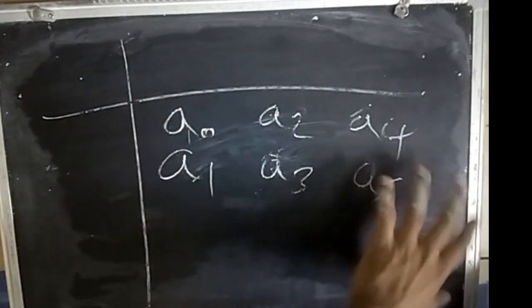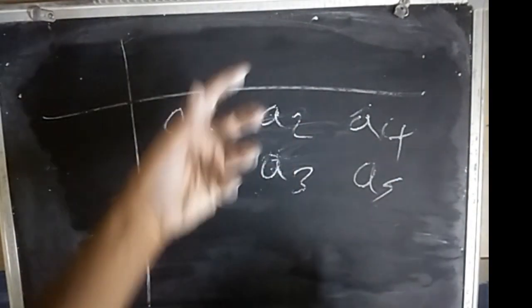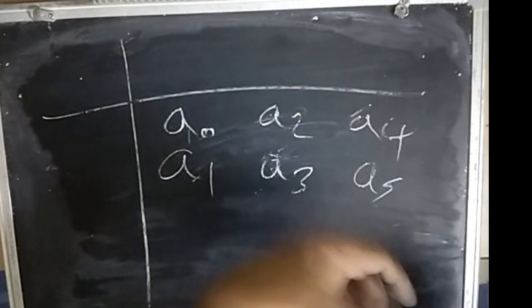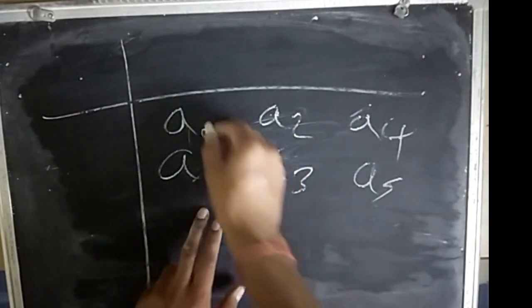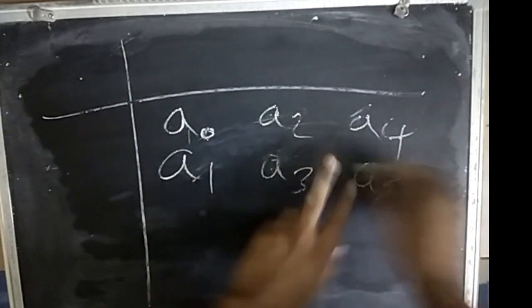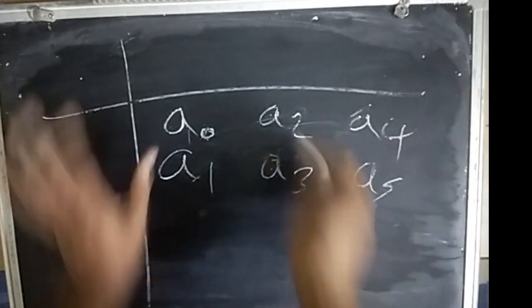I'm taking a fifth order because that will also cover the third order, since you can simplify for that. If this is third order, then A0, A1, A2 would be there. In that case, the rest will be 0. That you can do.